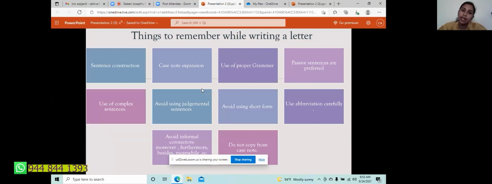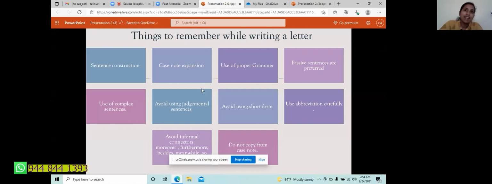And whenever you are writing a letter, there are certain things that you have to remember. You have to check the sentence construction. I already told you what all things you have to include: you have to use the subject, the connectives properly, the prepositions, and a proper verb. And avoid using abbreviations. These are the things you have to keep in mind whenever you are constructing a sentence. And when you are doing the case note expansion, all these points should be included, along with proper grammar.